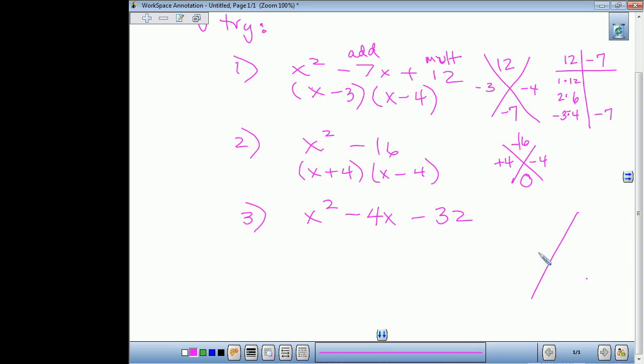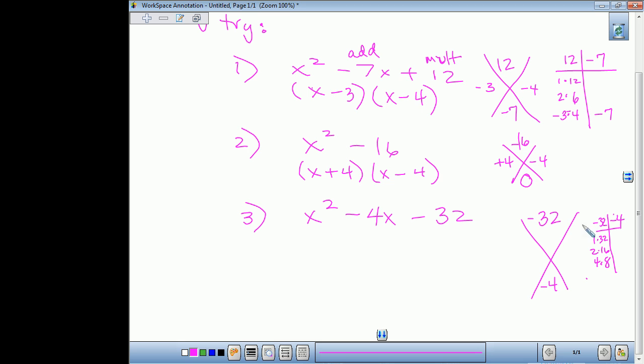Now the last one, what can I multiply to get negative 32 that I can add to get negative 4? If you do it with the x, it's going to look like this. If you do it with the table, we might just go through our list. 1 and 32, 2 and 16, 3 doesn't go in there, 4 and 8. I can really stop now because 4 and 8 will work.